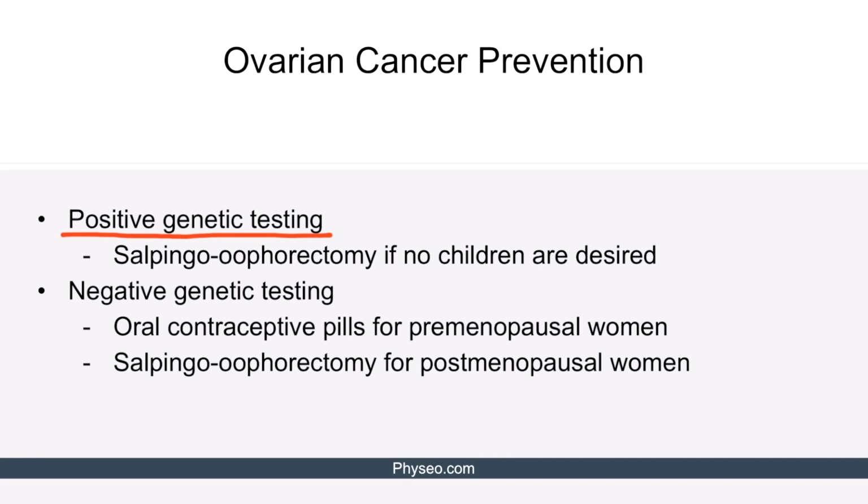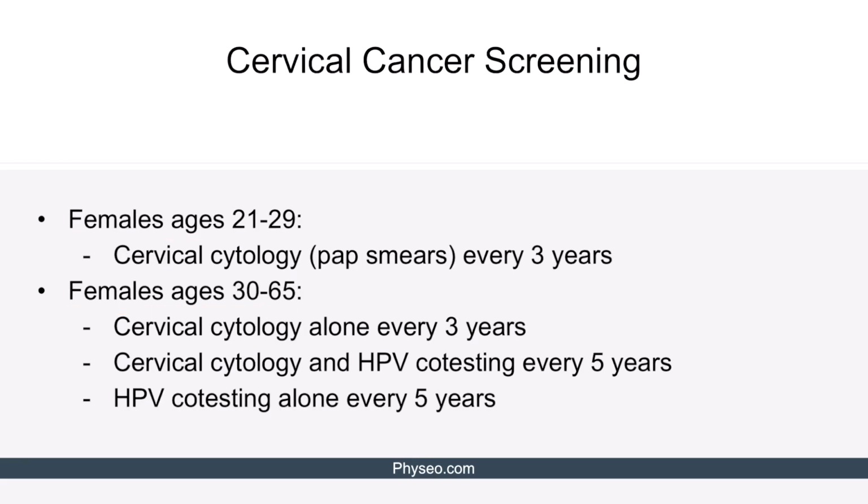of that cancer. Now, in the setting of a negative genetic test, oral contraceptive pills are recommended for premenopausal women. And then if they're postmenopausal, you can also consider a salpingo-oophorectomy. And that's logical because they're postmenopausal. They're not going to have kids at this point, so you might as well remove those organs which can likely cause cancer.